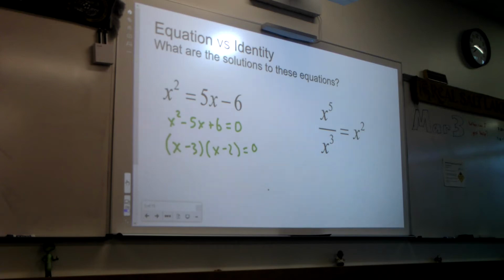And then set equal to x. Add 3 and add 2. X is 3. Do you guys agree with that? And I can check it by plugging it in, and sure enough, it gives me a true statement. 9 is equal to 15 minus 6, which is 9. 4 is equal to 10 minus 6, which is 4. Great job. All right, who wants to take the second one?